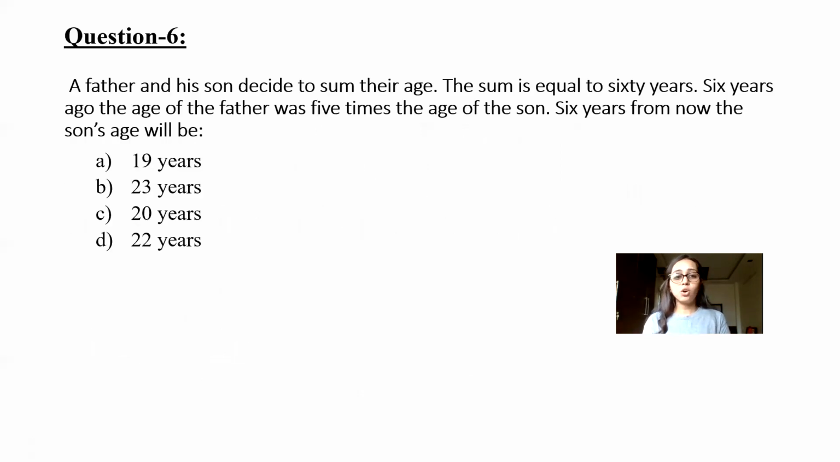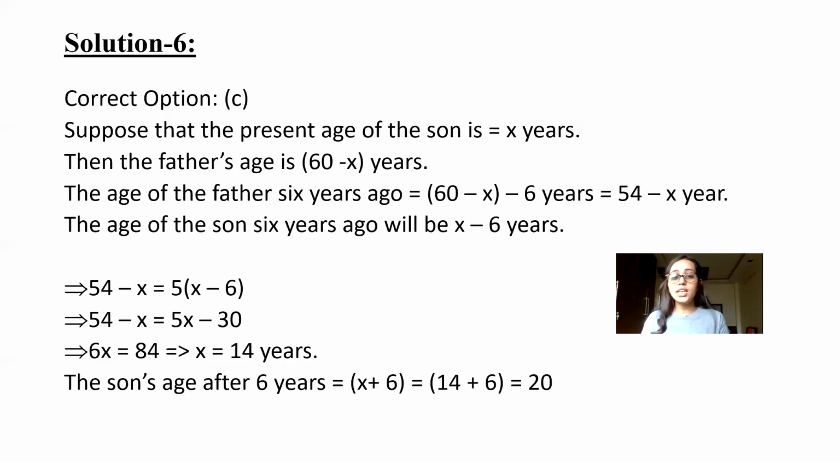Now going back, the question asks: 6 years from now, the son's age will be? The son's current age is x, and we are asking for the age in the future, right? So we have found x, and with x we will add 6 more years. So the age of the son after 6 years would be 20.